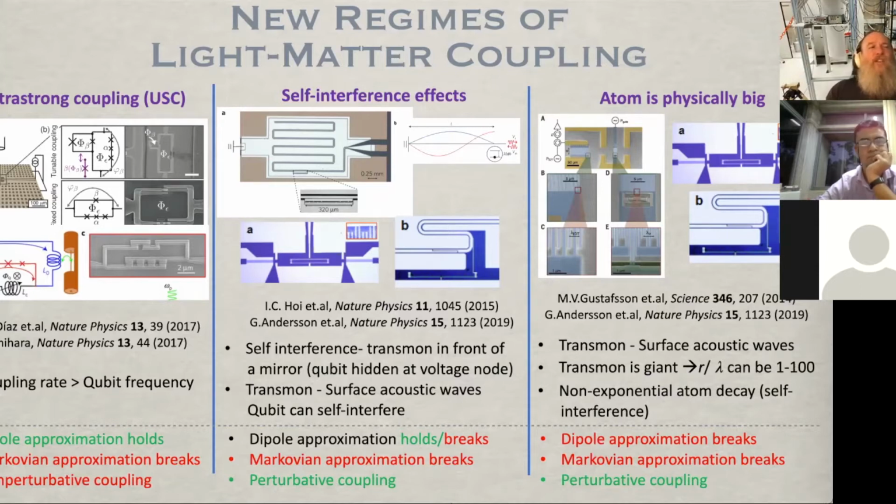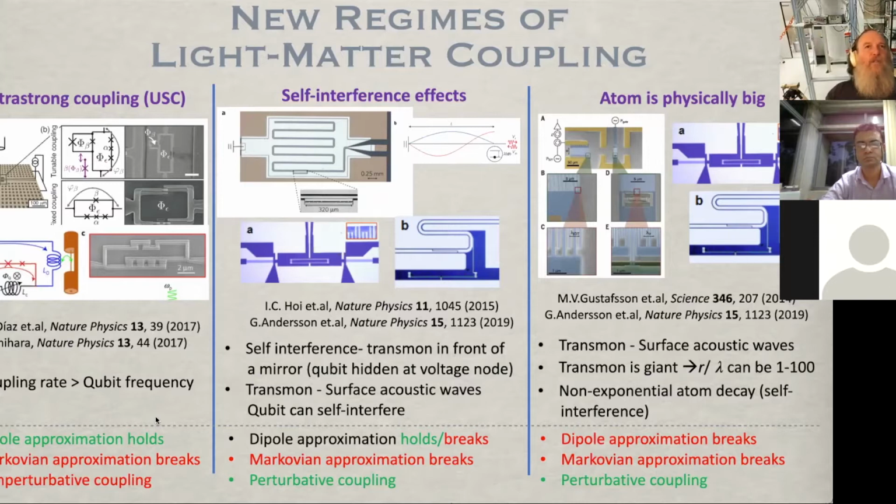The next approximation is a Markovian approximation. So we kind of assume the coupling is weak, and then the bath that we're interacting with for the atom, which would be the electromagnetic field, essentially is featureless or has no memory effects. And then the final one is the coupling is treated as perturbative in general. So even in the so-called strong coupling regime of circuit QED or cavity QED, the coupling is actually still very much perturbative.